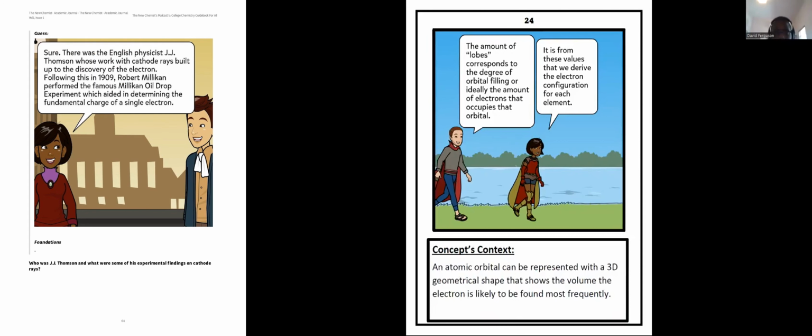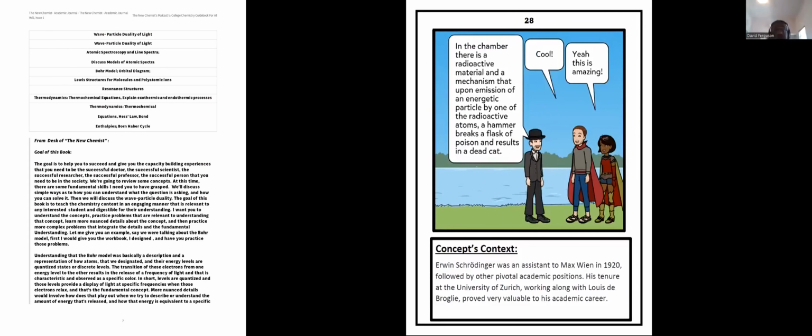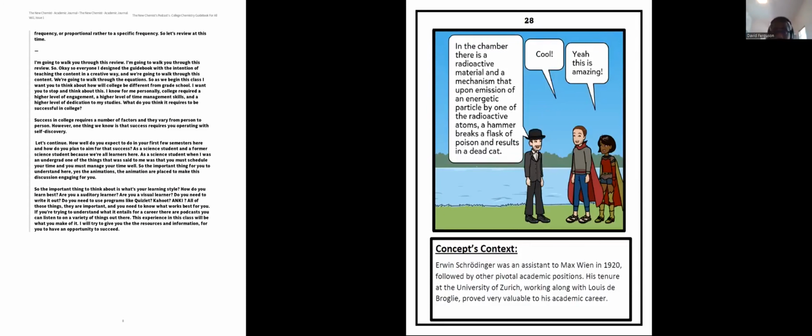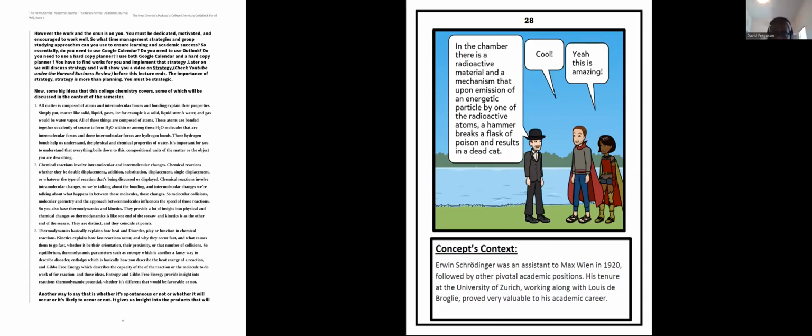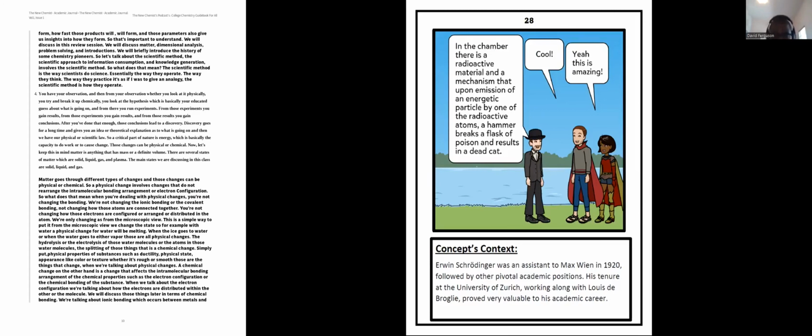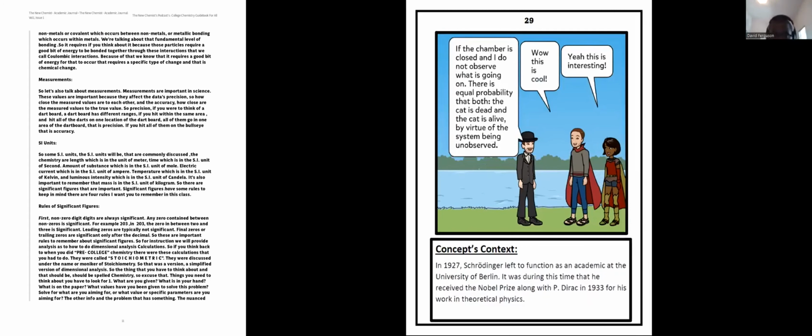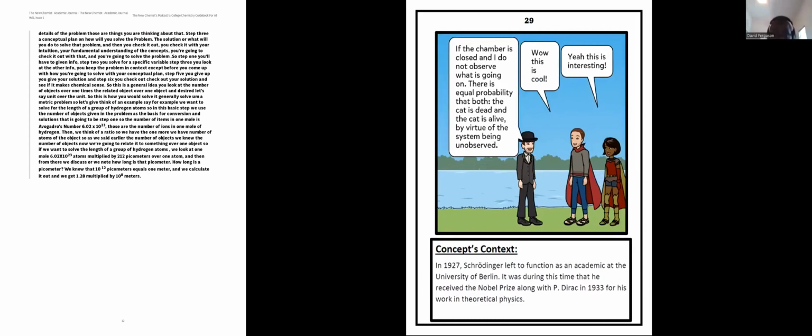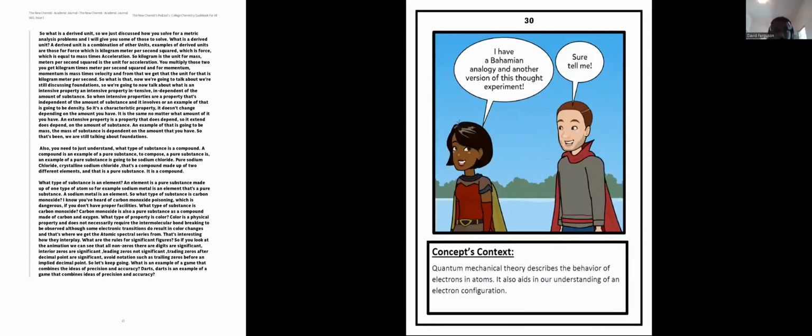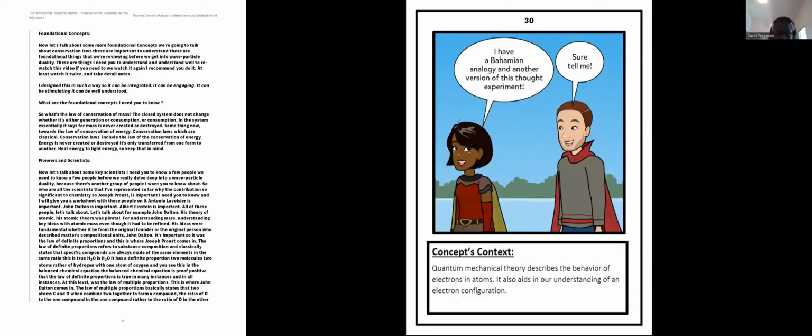Let's talk about Schrödinger. He was an assistant to Max Wien in 1920, followed by other pivotal academic positions. His tenure at the University of Zurich, working along with Louis de Broglie, the person who gave us the ideas of wave-particle duality with his equation lambda equals h over mv, or Planck's constant over the momentum equals the wavelength, proved valuable to his academic career. In 1927, Schrödinger left to function as an academic at the University of Berlin. It was during this time that he received the Nobel Prize along with Paul Dirac in 1933 for his work in theoretical physics.